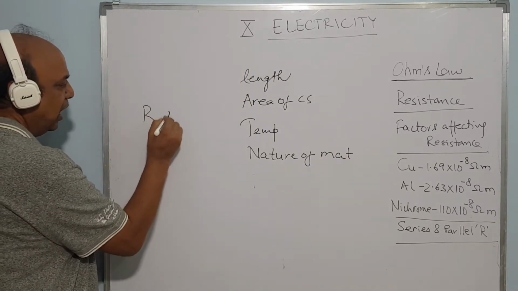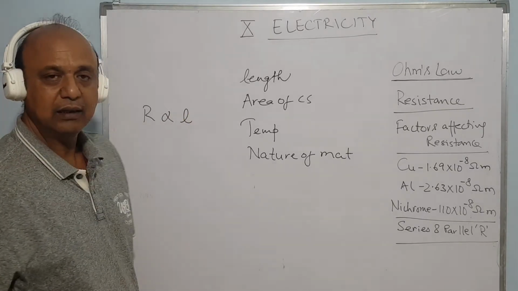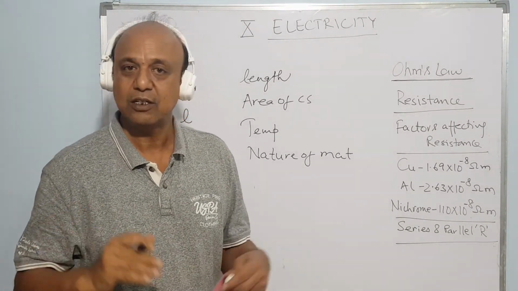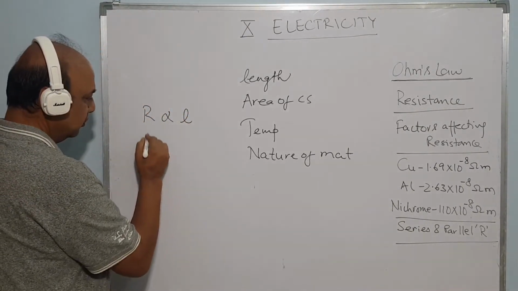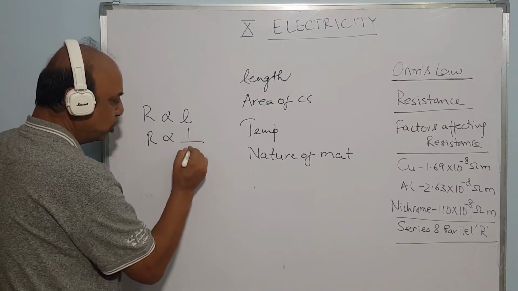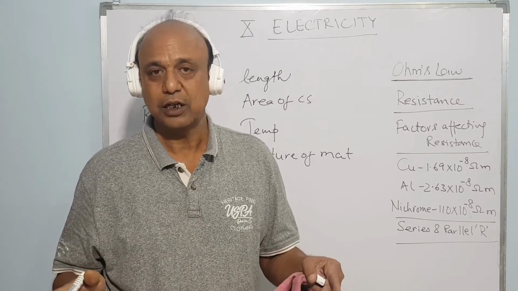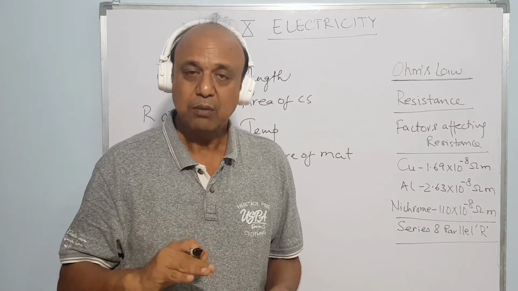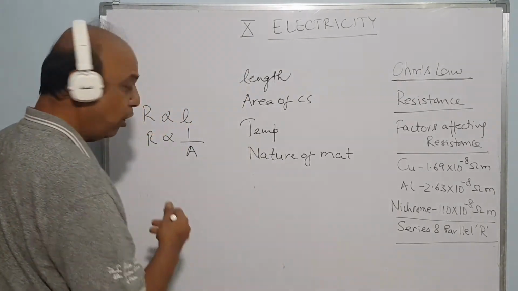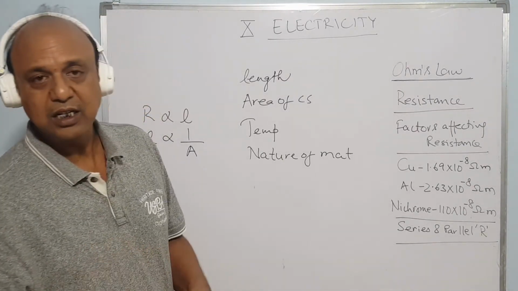It is seen R is directly proportional to length. That means if we double the length, resistance also gets doubled. R is inversely proportional to area of cross section. That means if we double the area of cross section, resistance becomes half, or half the area of cross section, resistance gets doubled.